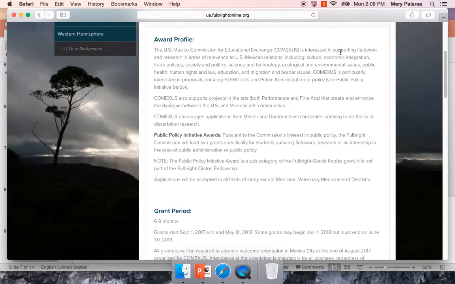Mexico, in their research, is looking for people to do fieldwork in areas of relevance to U.S.-Mexican relations, including culture, economic integration, trade, science and technology, public health, human rights, education. I'm not seeing anything really off the table here. They're especially interested in students in STEM fields and public administration or policy. So students with those majors, you may think about Mexico in particular. They especially encourage applicants in master's and doctoral level programs for their thesis or dissertation research.